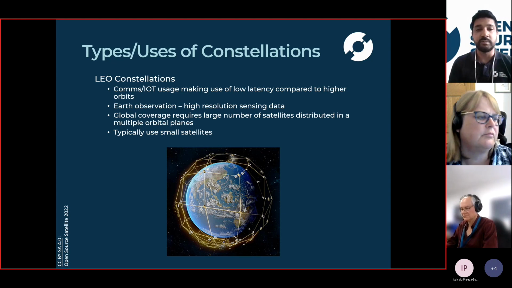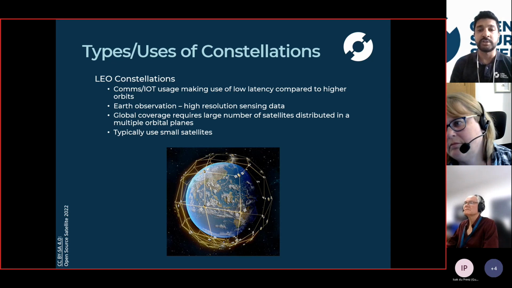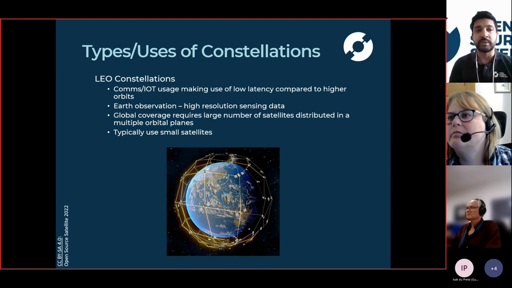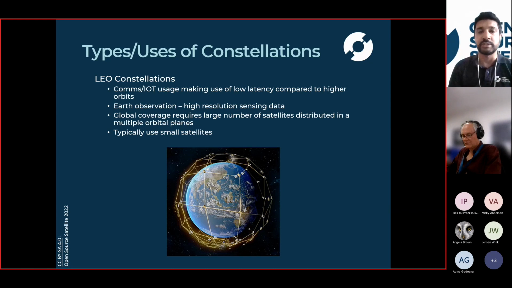To get global coverage requires a large number of satellites, as the footprint seen by a single satellite is smaller than at higher altitudes. And typically in these low Earth orbit constellations, you would mostly use small satellites compared to satellites in higher orbits.